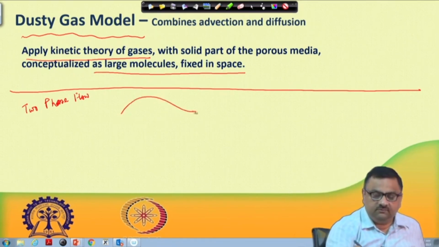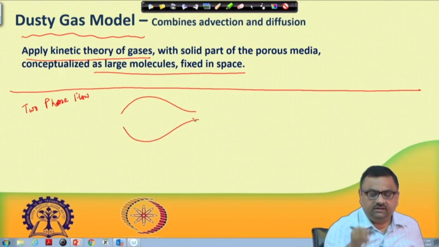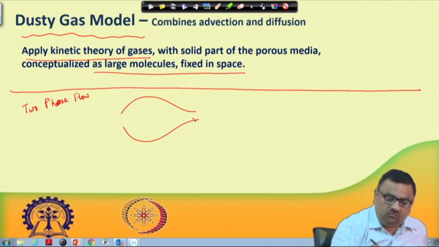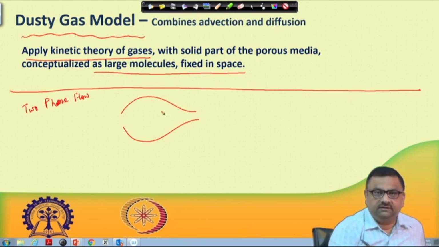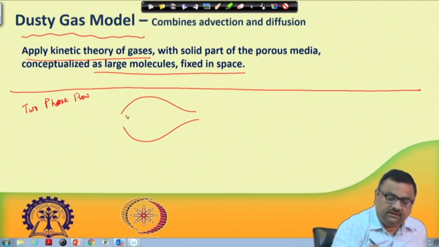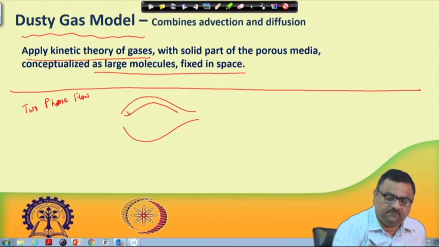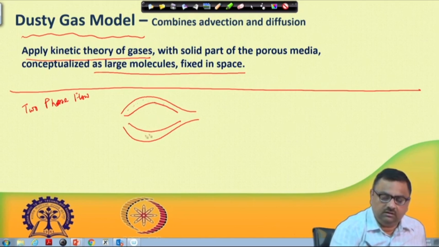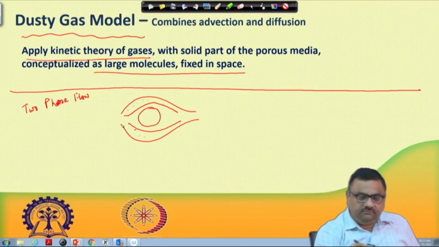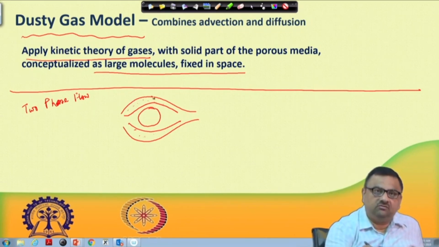Two-phase flow means, suppose we have a pore here, and through this pore we are putting two phases. One is, let us say, a wetting phase and a non-wetting phase. If it is a water wet reservoir rock, then we can talk about water as the wetting phase and oil as the non-wetting phase. In that case, the wetting phase would be occupying the space near the wall, and the non-wetting phase would be mostly occupying the space near the center, because it does not want to go close to the wall.